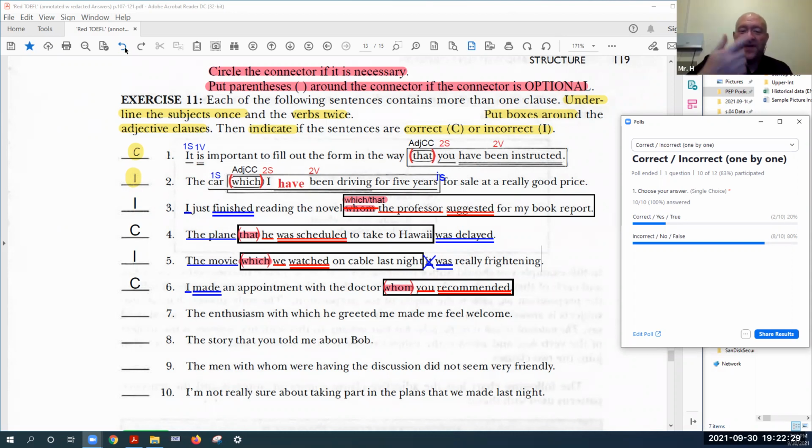Subjects and verbs. Let's find subjects and verbs. No subject? Really? None? If there is a subject, I will say the enthusiasm. One second. Osama, did you say it's correct or incorrect? Incorrect. This is a big mistake.